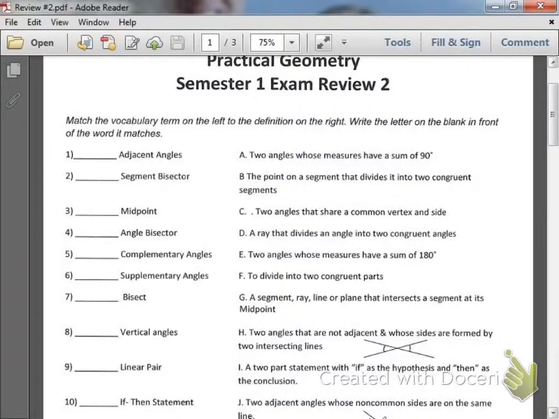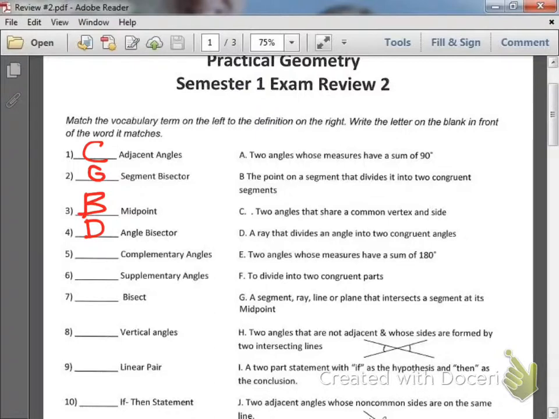Adjacent angles. C, two angles that share a common vertex and side. Yep. Segment bisector. D is actually an angle bisector. Oh, G. Oh, yes. Okay, good. Midpoint? B, correct. Sorry. 4 is D. Already did that one.